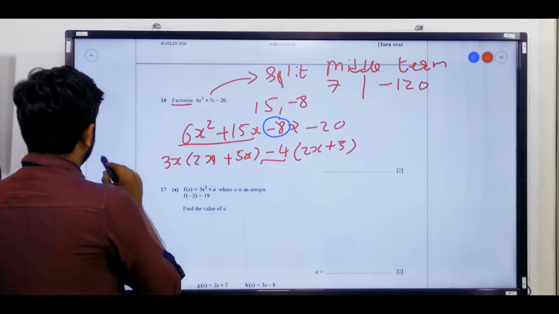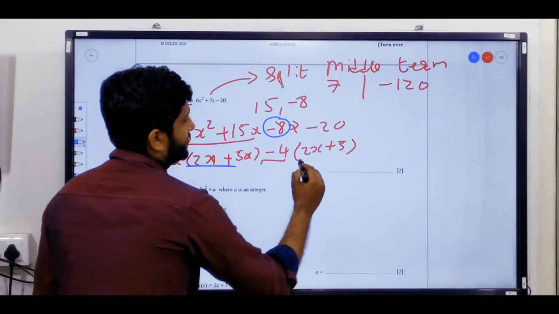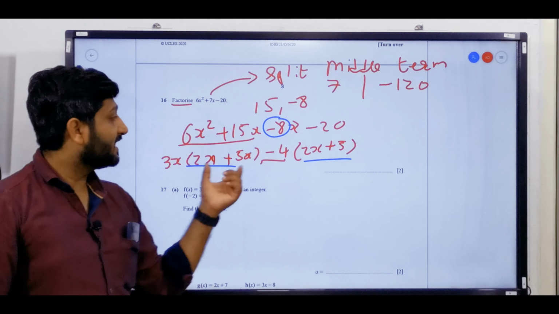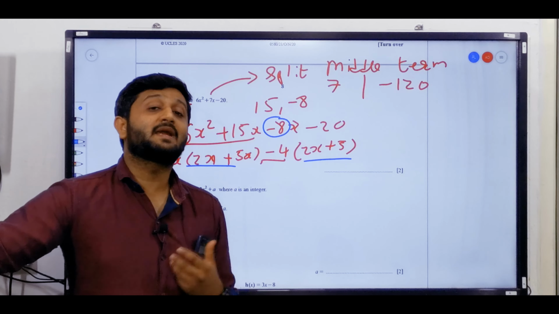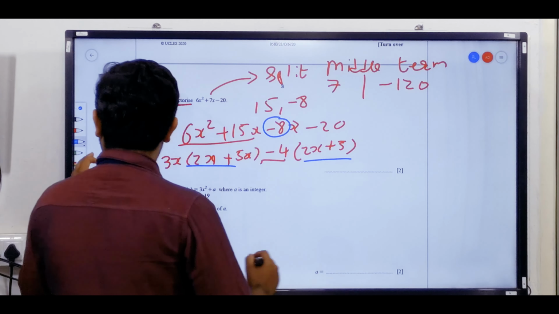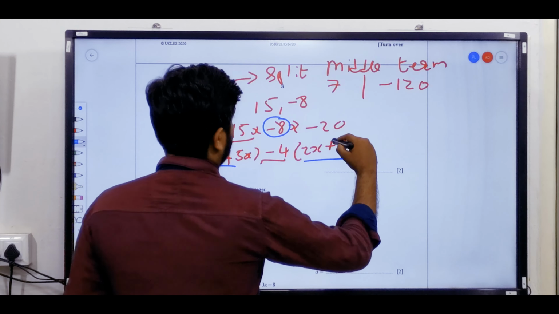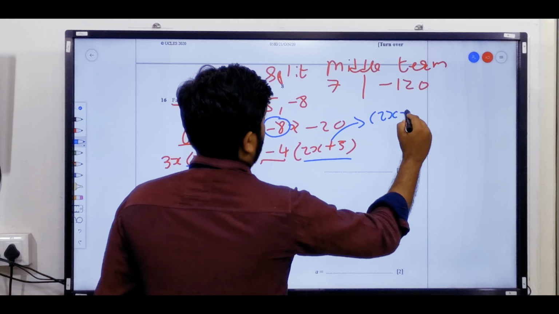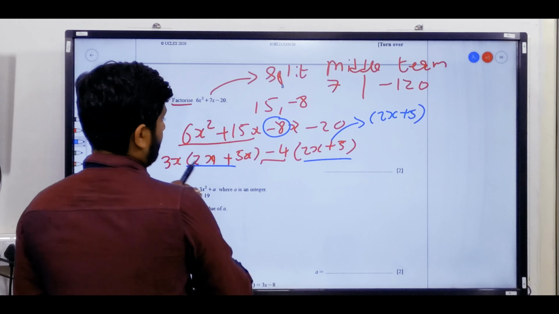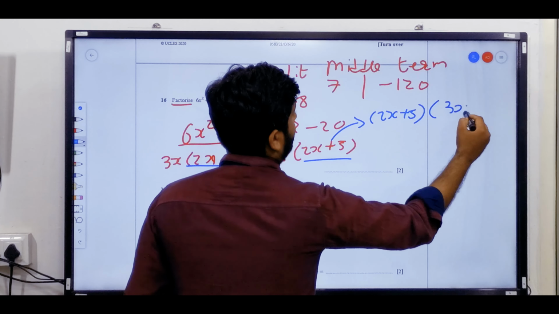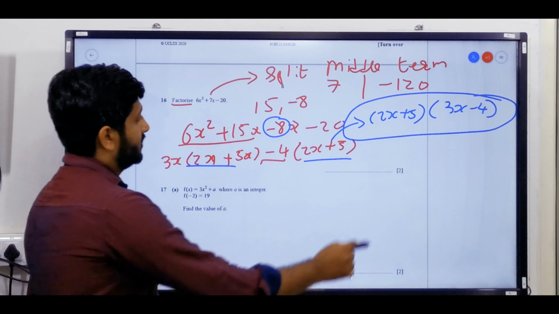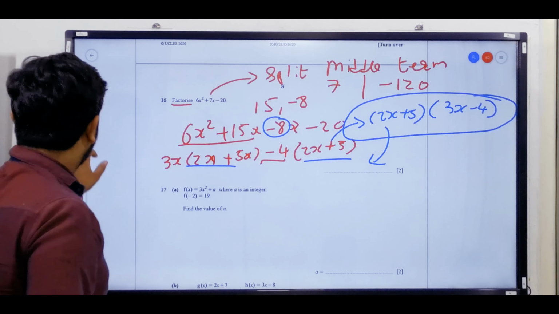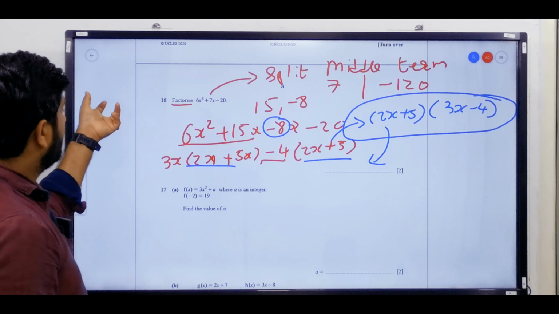See my dear students, these two brackets should be the same. If they are not coming the same, then it means that you have made some blunder, right? So the final answer will be 2x plus 5 into 3x minus 4. Okay, so just write it down here. Next question.